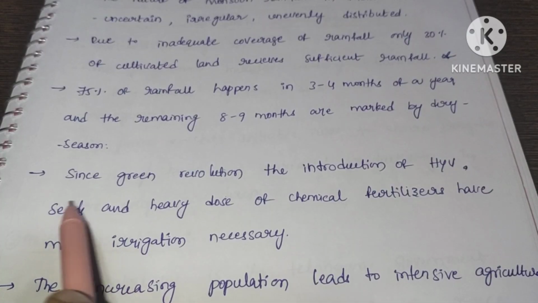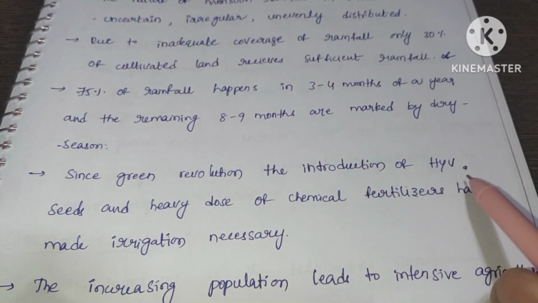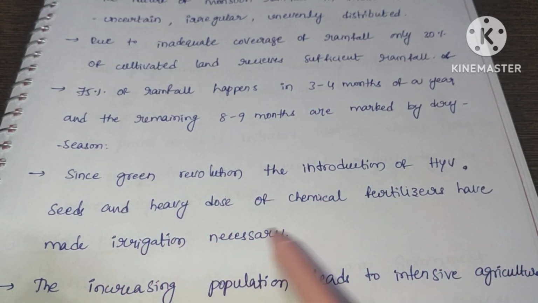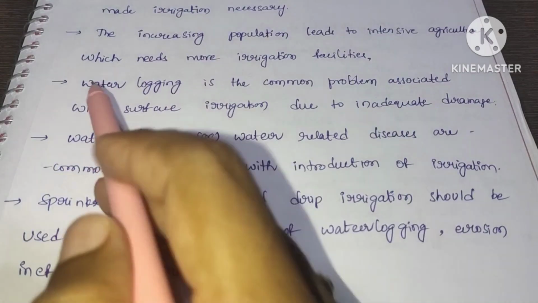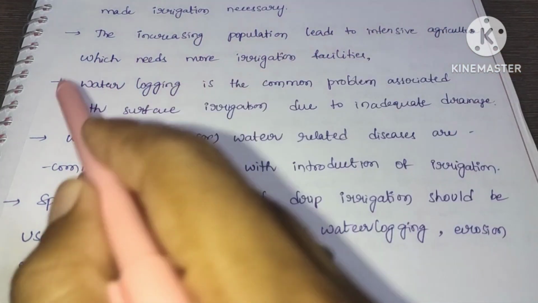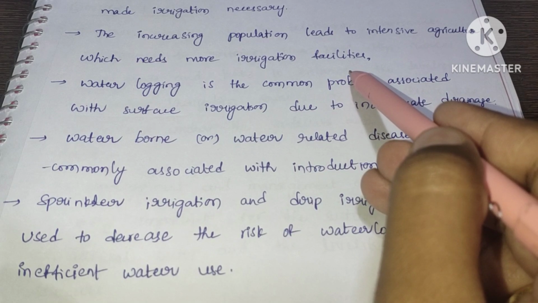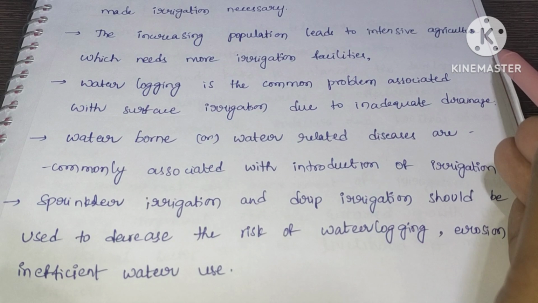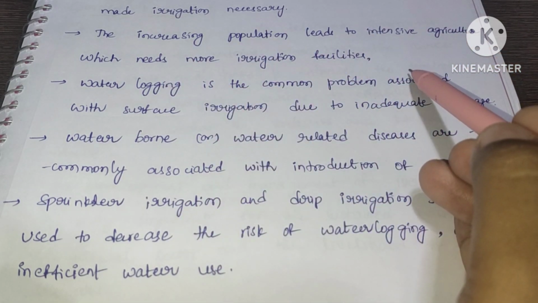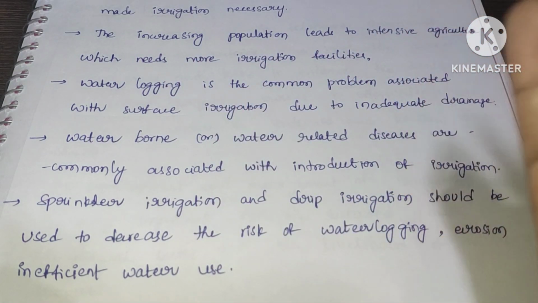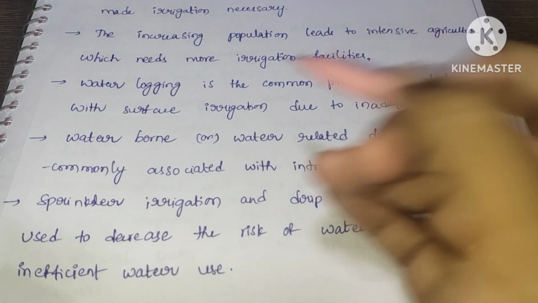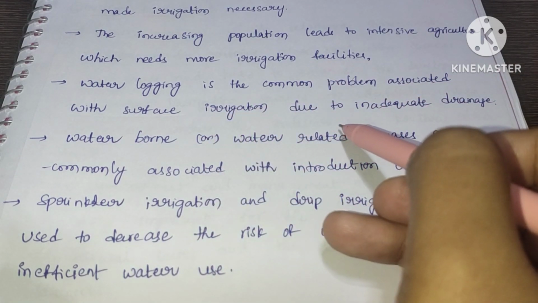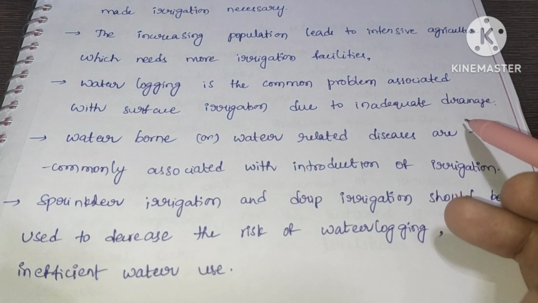Since the Green Revolution, the introduction of high yielding variety seeds and heavy doses of chemical fertilizers have made irrigation necessary. The increasing population leads to intensive agriculture, which needs more irrigation facilities. If the population increases, we have to increase agriculture and we need more irrigation, right? Waterlogging is a common problem associated with surface irrigation due to inadequate drainage.